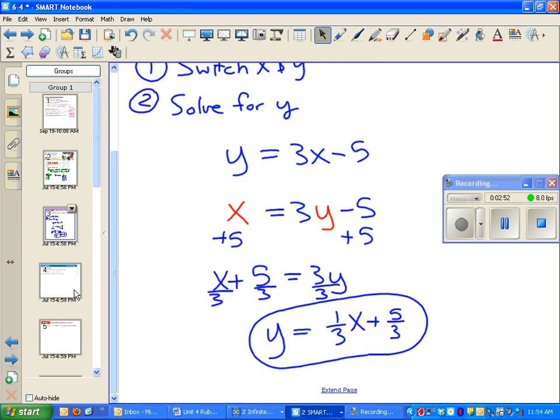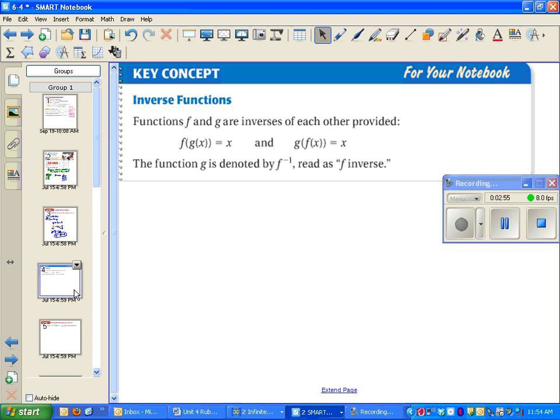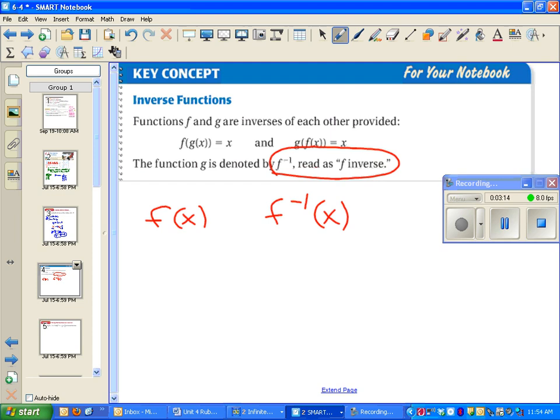All right, so our key concept is f inverse. So f to the -1, it's not a negative exponent, it's just meant as the f inverse. If we have a function f of x, the inverse of that would be f to the -1 of x, okay? So this would be our function, and this would be the inverse of the function. So just a little terminology for you.